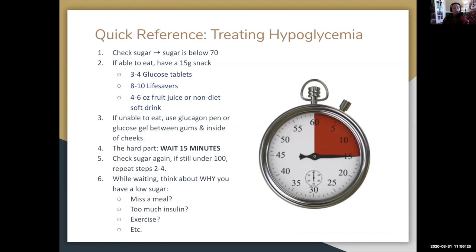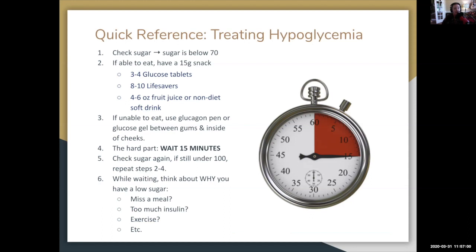Okay, this is a little bit more detail about what we mentioned before. We check that sugar. We're feeling bad. We check the sugar. It's below 70, got to treat, okay? We can eat something. We're going to have our 15-gram replacement, our tablets, our Life Savers, our fruit juice or soft drink, okay? If you are a caregiver for somebody and you find them passed out and you can't wake them up, obviously they can't go eat anything for rescue. That is why we give out the glucagon pens. It's like an EpiPen. You go stab them in the thigh and it's going to bring them back to life.